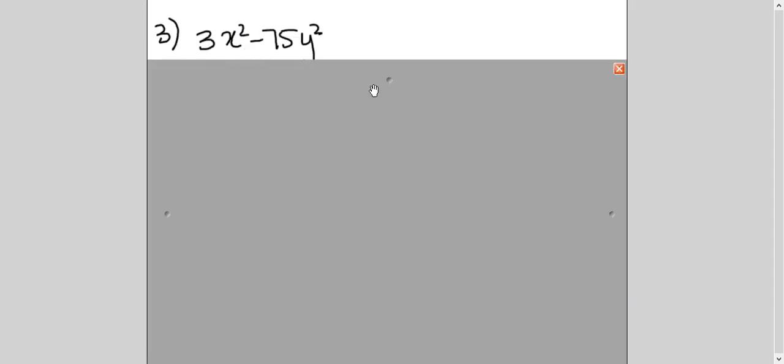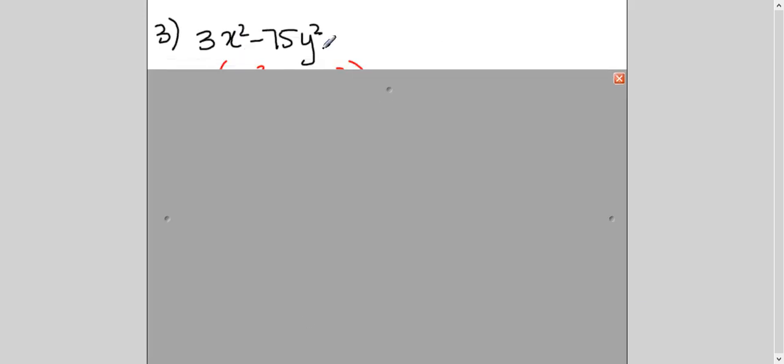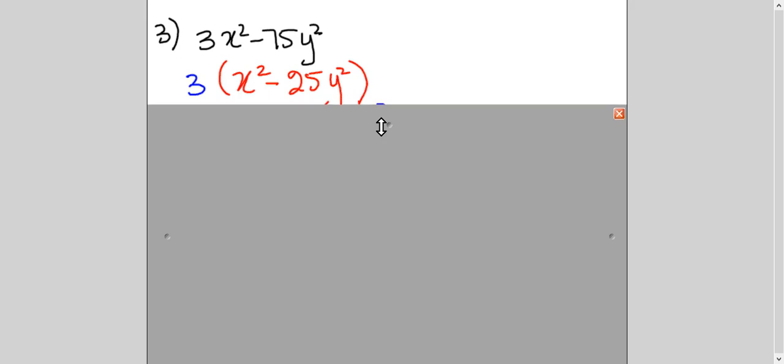Now look at this expression. What do you see common? Among the letters, nothing is common, but yes, in numbers there is. If I take 3 common out, 3 times 25 is 75. Now, does this remind you again of what I have just discussed, this thing? A square minus b square. Think what this term will become.